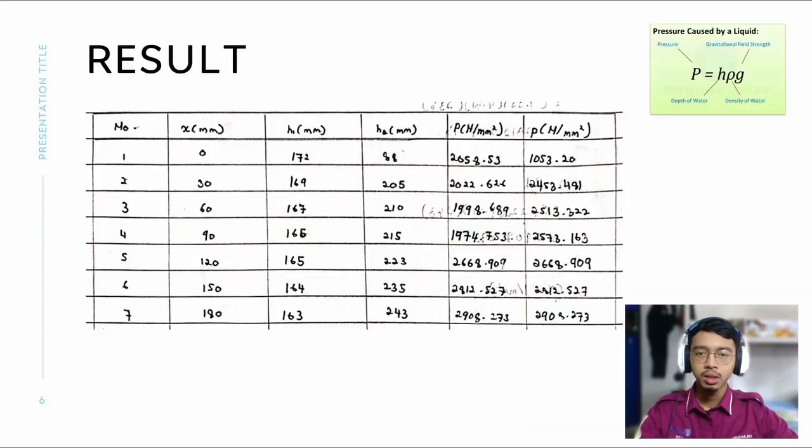Okay, next I will proceed to the result. After we get the value of x, h1 and h2, we can calculate the value of total pressure and also static pressure. The formula that we use to calculate the total pressure and static pressure is pressure equals height times rho times gravity. Height is h1 or h2, rho is the mass density, g is the gravity. By using this formula, we can get the true value of total pressure and also static pressure.